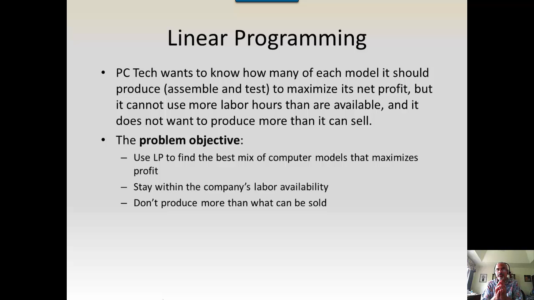Now this problem can be set up as a graphical problem because there are only two quantities that we need to determine: how many units of the Basic model we should produce and how many units of XP we need to produce. So we're going to go through the graphical model first, and the idea here is to understand the concepts. We're not going to use the graphical method for solving any of the problems. It's only for understanding purposes. We'll be using Excel Solver to actually set up and solve problems.